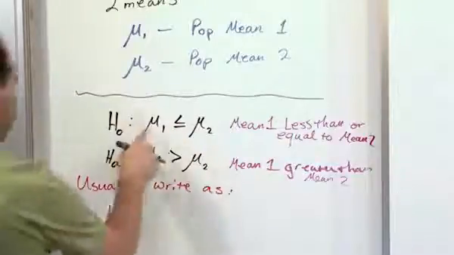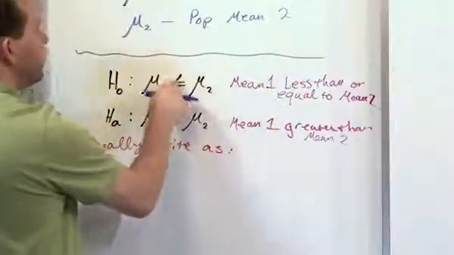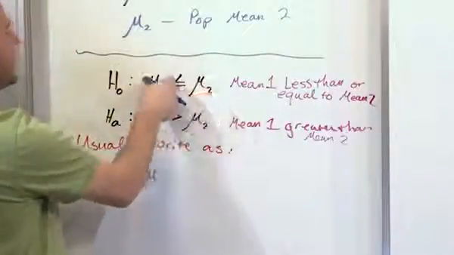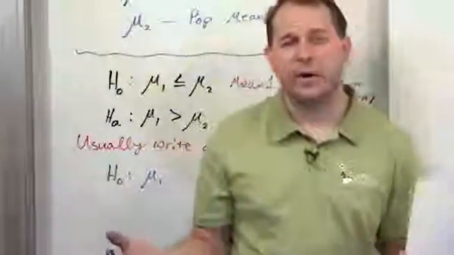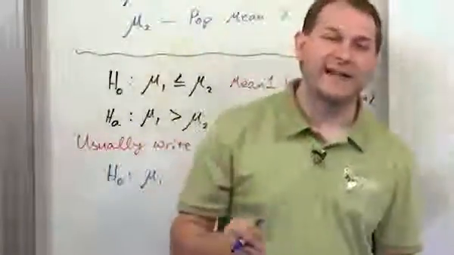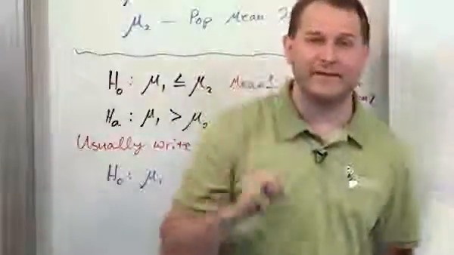Okay, visualize mu1. We'll just go ahead and put that here. Visualize, pretend this is an equal sign. Remember from algebra, you can move something over to the left and to the right. Remember how you do that in algebra? You can add anything you want to both sides of an equation, or you can subtract anything you want from both sides of an equation, as long as you do it to both sides of the equation.